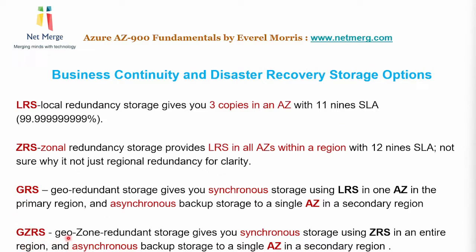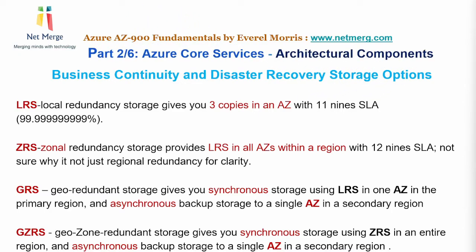Now GZRS, it's a little different. You get the same secondary storage, asynchronous in a different AZ, but what you get is geo-zone redundancy storage. It gives you synchronous storage using ZRS. What is ZRS? Storage in all AZs. So in your primary zone, instead of getting one storage in one AZ, as in the case with GRS, with GZRS you're getting 3 copies on 3 AZs in your primary zone, and then you're getting another backup copy in your secondary zone in a delayed asynchronous manner. So that's the difference between the types of storage in Azure.